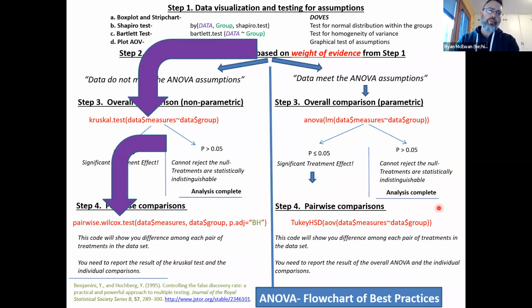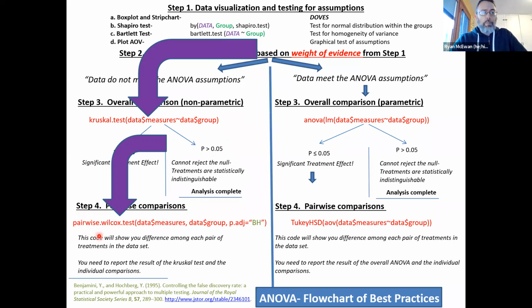Now, the next thing we have to do is a pairwise comparison, because this is testing the overall model effect. And here we have this other break between whether it's significant or not. It is significant. It's less than or equal to 0.05. So we're heading down to the pairwise comparison part of the flow chart. This is the end. And there, we're going to use pairwise.wilcoxon.test.